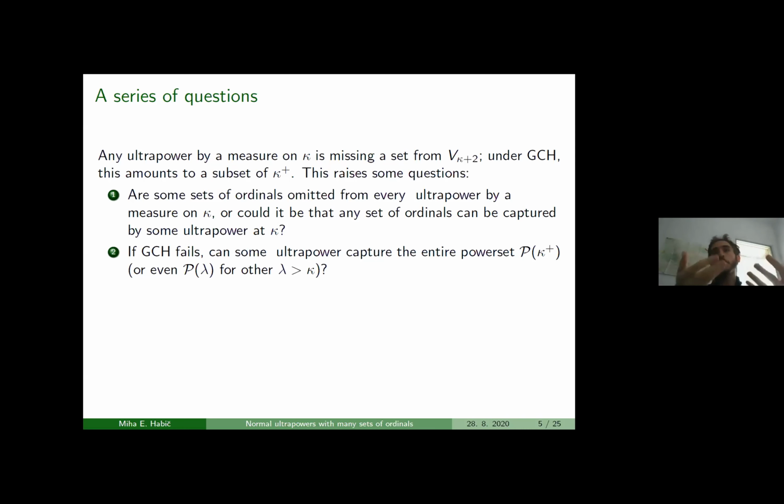And then the same question we could ask in a more global way. So if GCH fails, is it possible that some ultra power captures the entire power set of kappa plus, right? So we're not only capturing, say, one subset of kappa plus at a time, each one with its own ultra power, but maybe there's one single ultra power that collects all of the subsets of kappa plus. And I don't even care that it's kappa plus necessarily. I could even ask for larger cardinals, lambda above kappa.